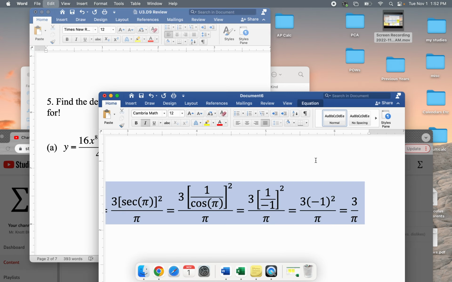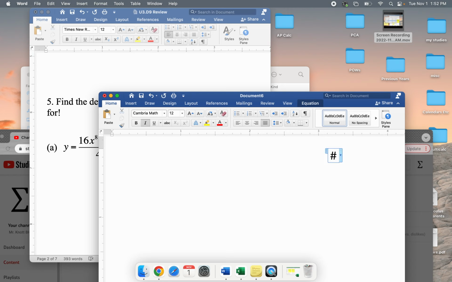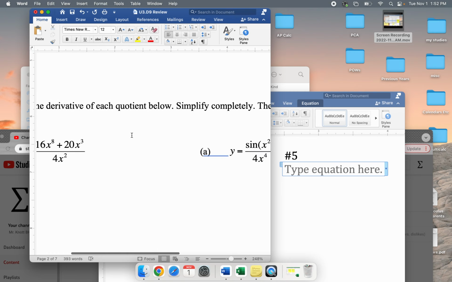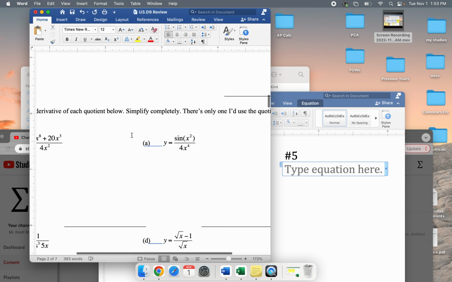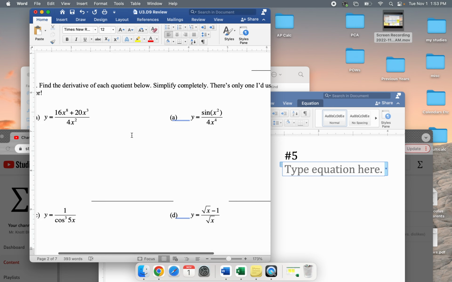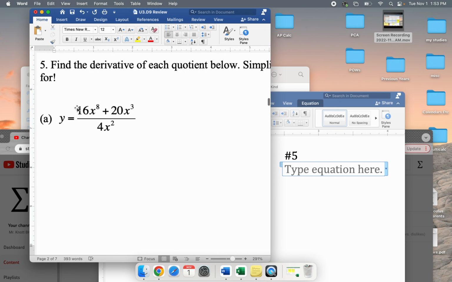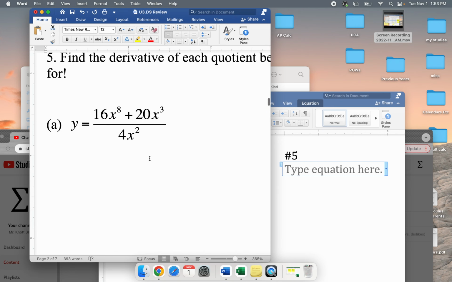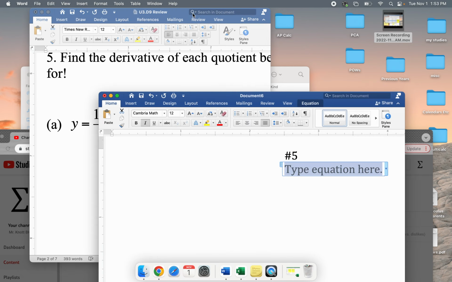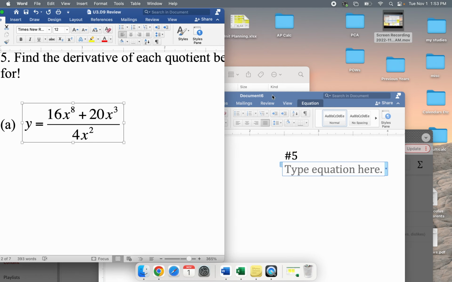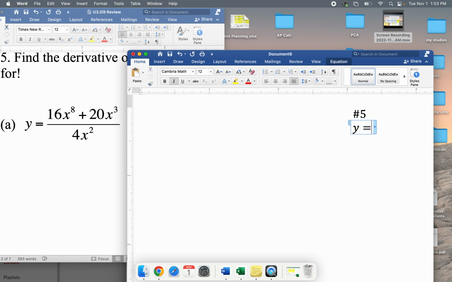Good, that brings us to number 5. So what's number 5 about? Find the derivative of each quotient below, simplify completely. There's only one I'd use the quotient rule for. You could use the quotient rule on this if you were a sucker, but you shouldn't. You should instead just split the fraction.